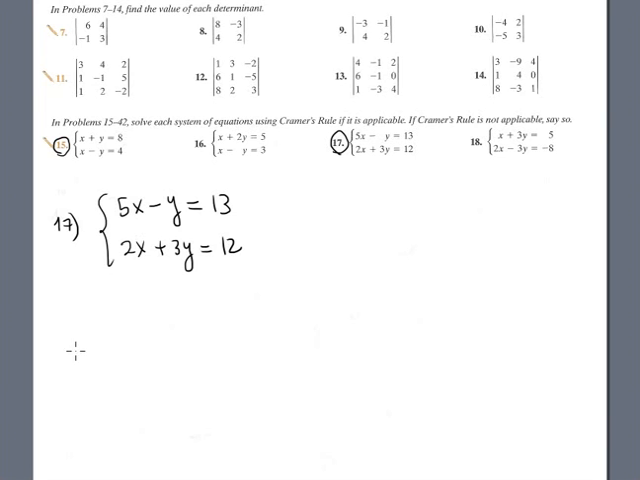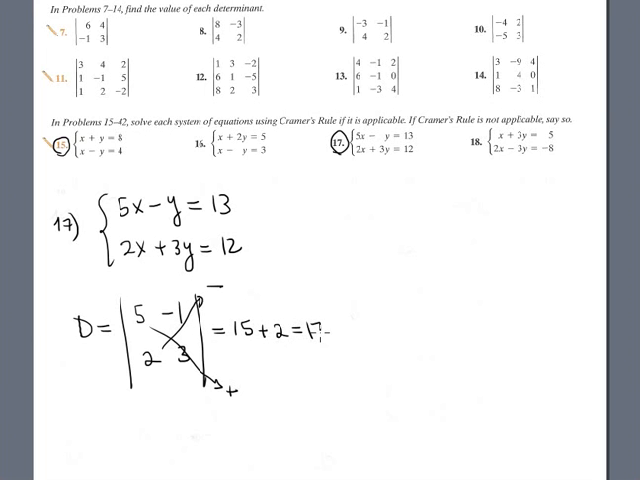Okay, again Cramer rule. Solve the system. The organization is the determinant of the system is 5, negative 1, 2, and 3. Here are the coefficients in front of the variable. This 5, this is negative 1, 2, and 3. Let's compute that. Remember the multiplication, this and this plus, and this and this minus. This is 15, and double minus is plus 2. Is 17.